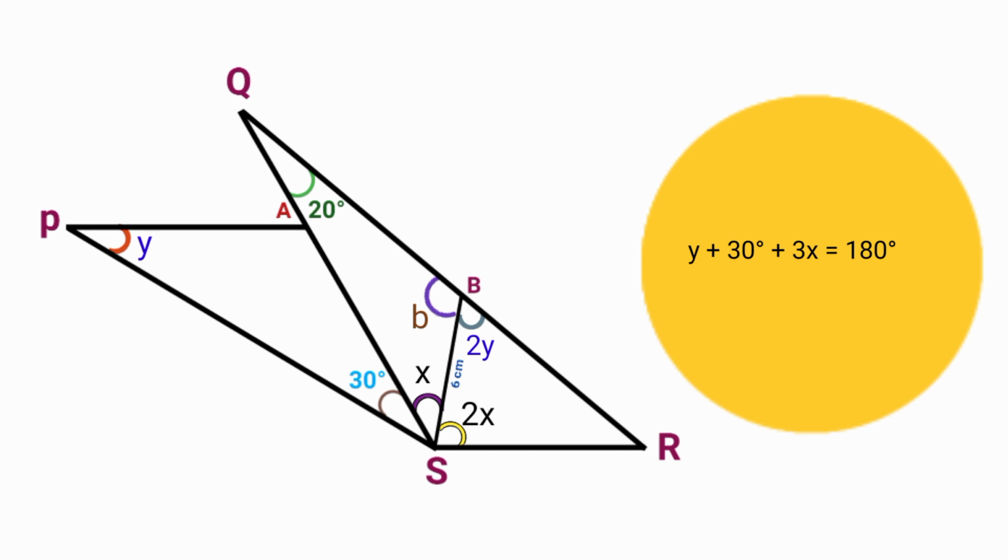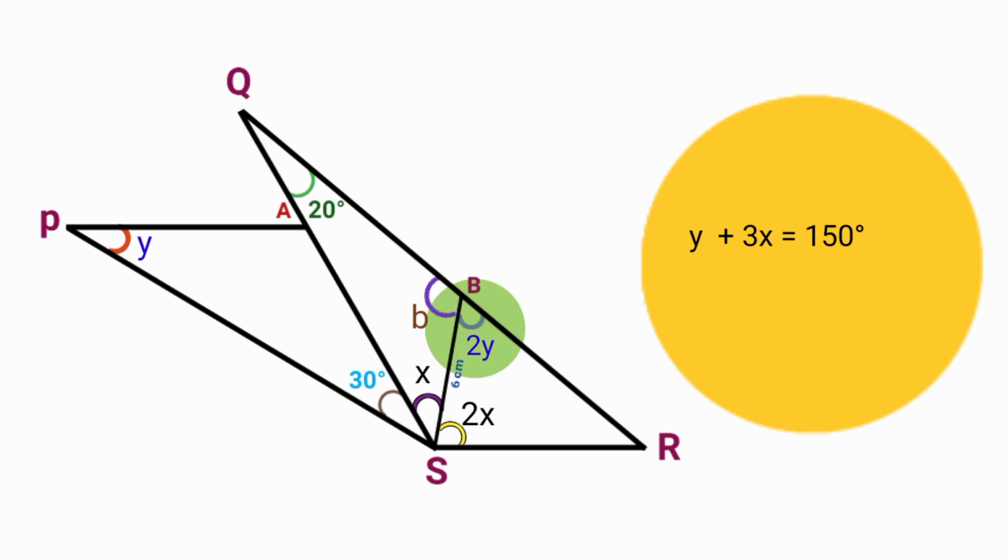Now collecting the like terms, 30 degrees will have to be subtracted from both sides. After subtracting, this will be y plus 3x equals 180 degrees minus 30 degrees. 180 minus 30 degrees is 150 degrees. So y plus 3x equals 150. Now, in this equation, we have two unknown variables, and it is impossible to find their values from only this equation, and hence we still need another alternative. So let's recheck the figure to see if there is something we can get from it.